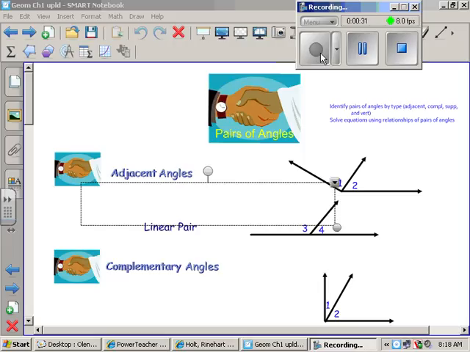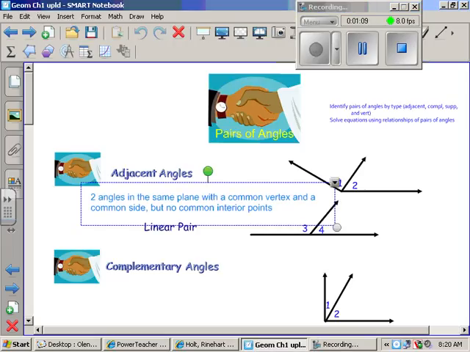The first kind of angle we're going to talk about is adjacent angles. Anybody remember what those are? TJ, remember what adjacent angles are? Aren't they like opposite? No, those are vertical angles. Hold on one second. Adjacent angles are two angles that share a side, that share the middle ray.